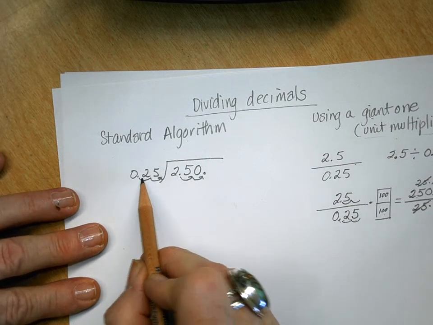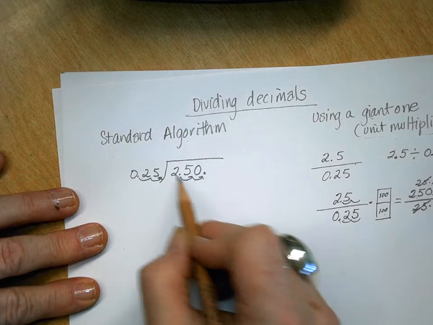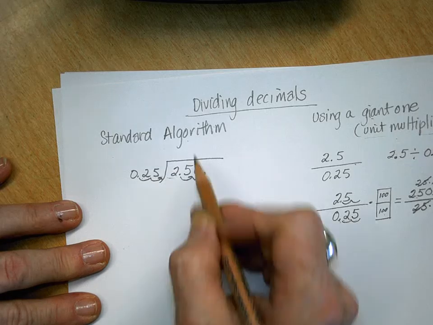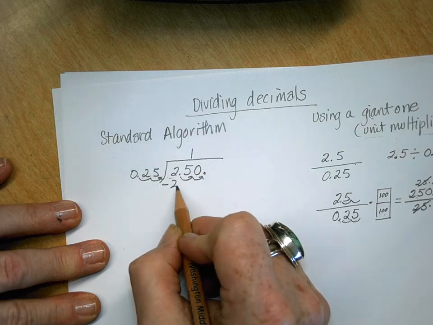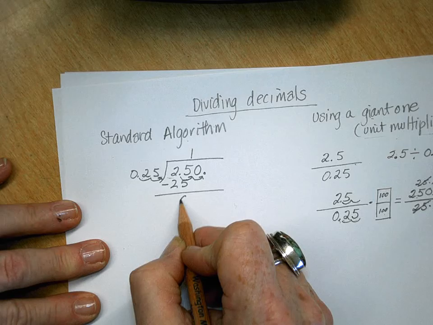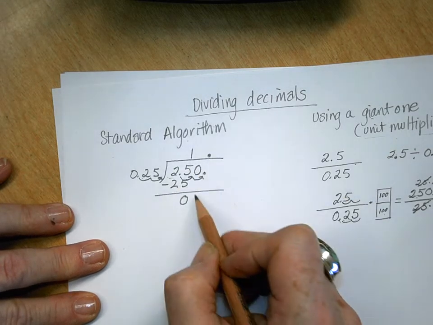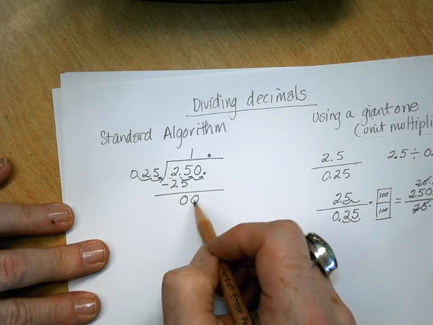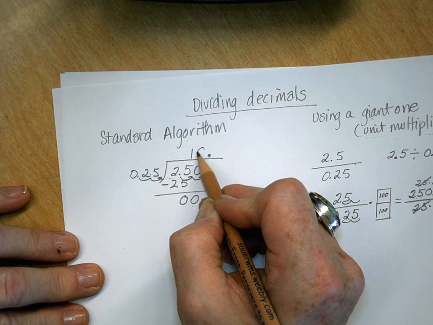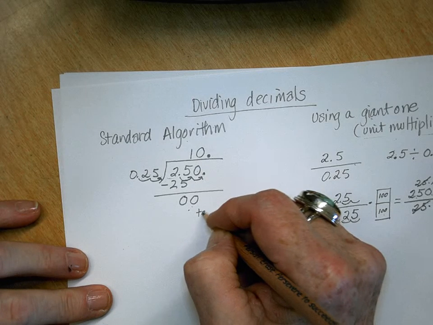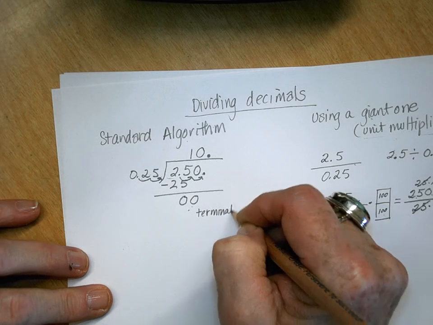So now I have 25 goes into 250. How many times? So I'll start here. 25 goes into 25 here once. I subtract that. I have 0. But my decimal point's here, so I know I'm going to put my decimal point here. I ask myself, how many times does 25 go into 0? Well, it doesn't go in, so I hold that place with a 0, and that's where my 10 comes from. And I have 0, so I've terminated. This is a terminating decimal number.